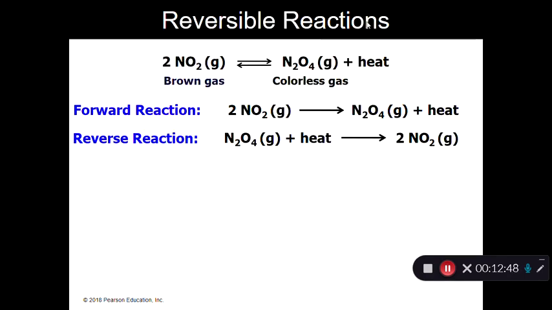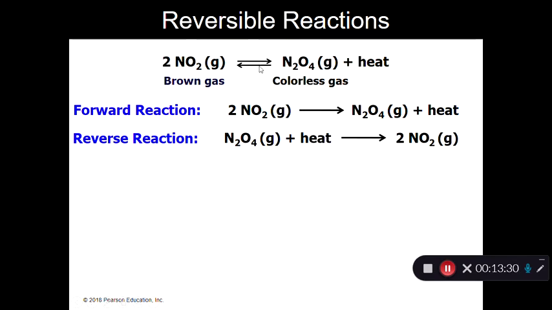Look at this reaction. This is an example of a reversible reaction. NO2, nitrogen dioxide, is going to produce N2O4, dinitrogen tetroxide. This reaction, we call the forward reaction. If products make reactants, that is the reverse reaction. N2O4 is going to make NO2. We call that the reverse reaction. I use heat to make sure we are going to work on this with another factor as well.